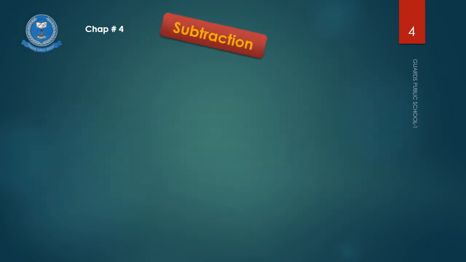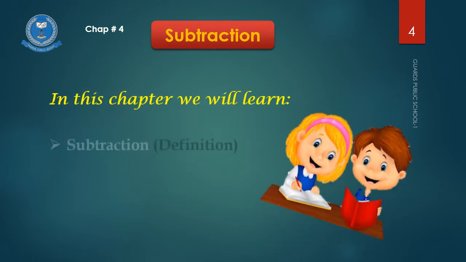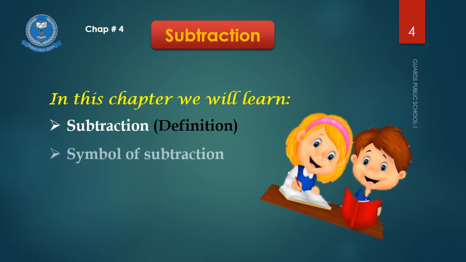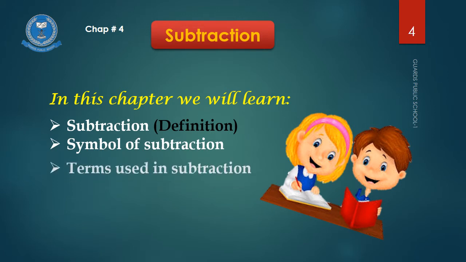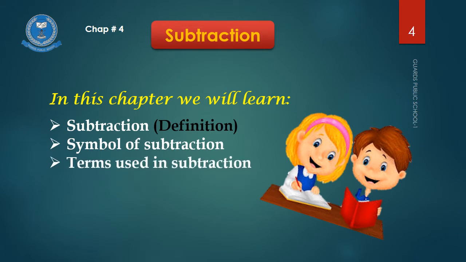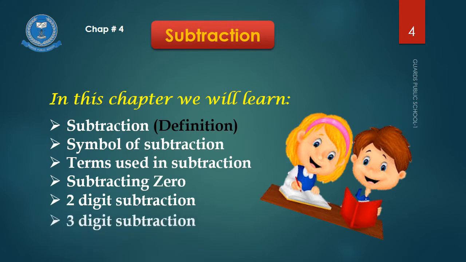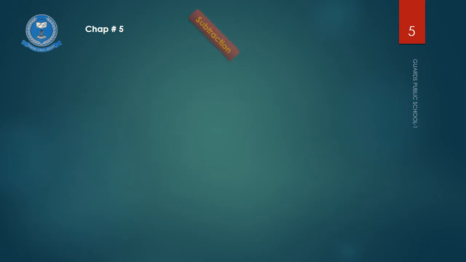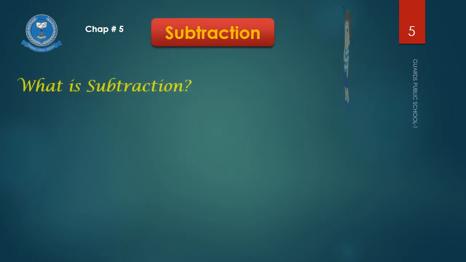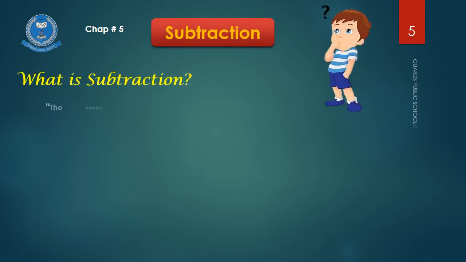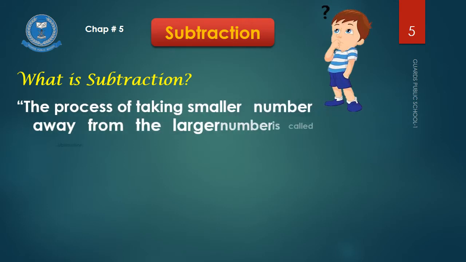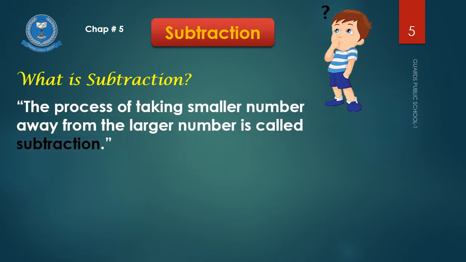In this chapter, we will learn what is subtraction, the symbol of subtraction, what terms we use in subtraction, how to subtract 0 in subtraction, two-digit subtraction, three-digit subtraction, and their sums. First, let us know what is subtraction. The process of taking a smaller number away from the larger number is called subtraction.